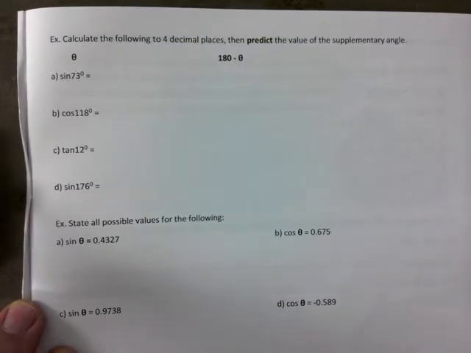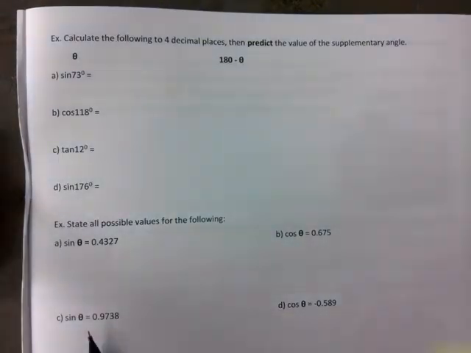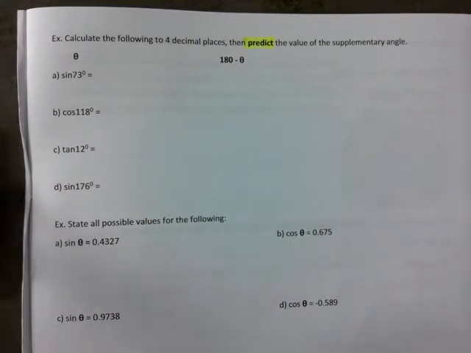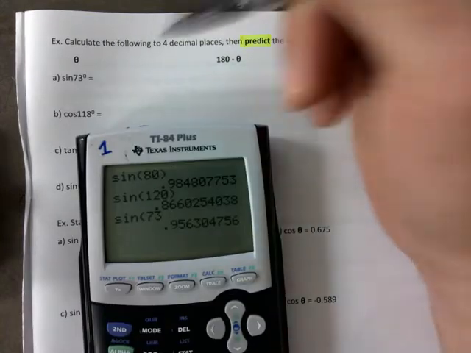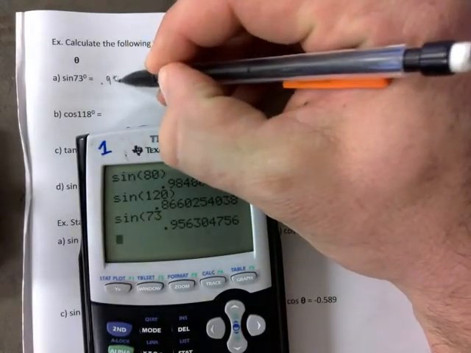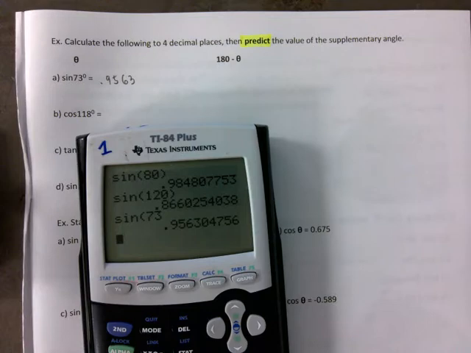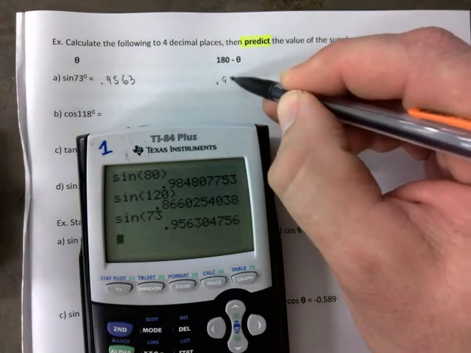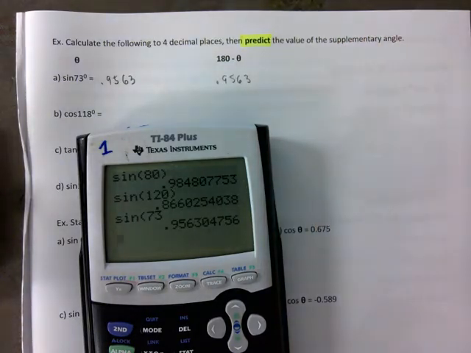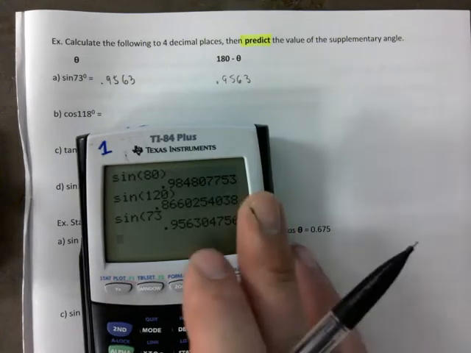Calculate the following to 4 decimals, then predict. I will expect you to know this one, so we'll just do a couple. Sine of 73 is 0.9563, right? What would the supplement be? I know it's going to be exactly the same. Sine of whatever angle and its supplement are going to be exactly the same.